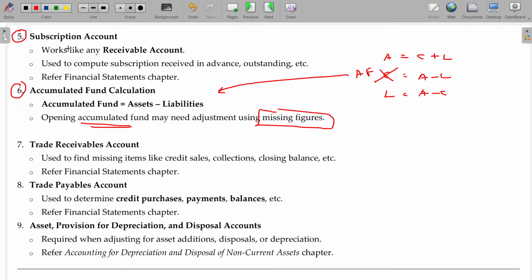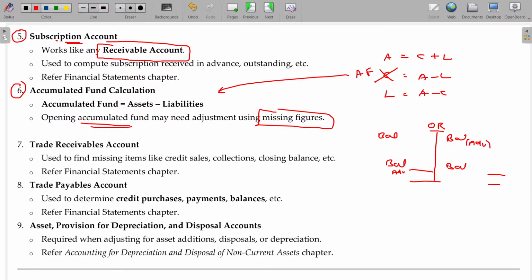And members will give lots of amounts to the organization, to the club. This subscription account resembles a receivable account. Right, so you know the other receivables and other payables accounts. In the case of other receivables, how do you write it? If the balance is an asset, it goes on one side; if a liability, on the other. In the case of receivables, if you receive in advance, then it's a liability. Advance is a liability. Liabilities will appear on the credit side.